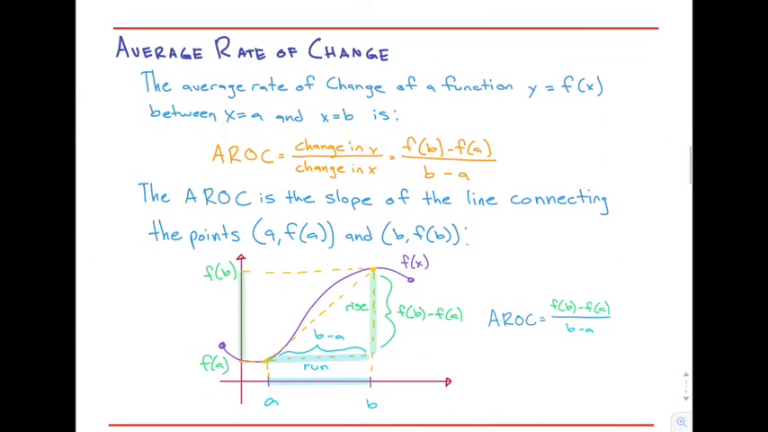So formally, the average rate of change of a function y equals f of x between x equals a and x equals b is the change in y over the change in x, which we just found was f of b minus f of a over b minus a. The average rate of change is the slope of the line connecting the points a, f of a, and b, f of b. Taking a look at this graphic at the bottom, the run is the distance along the x-axis, the distance between the two x's, and the rise is the difference between the two y's. So the average rate of change is the rise over the run, which is f of b minus f of a over b minus a.